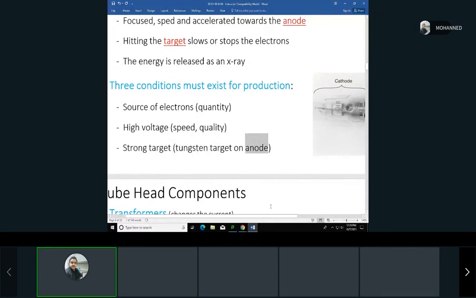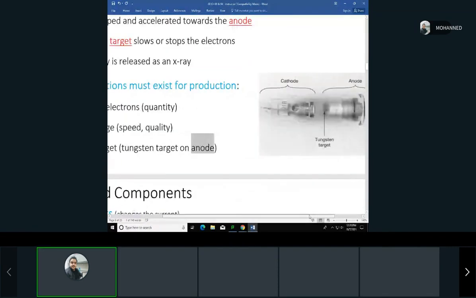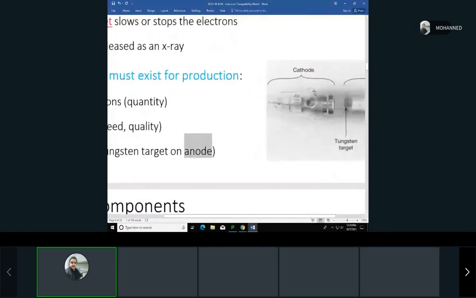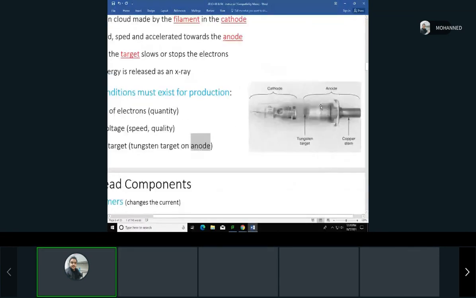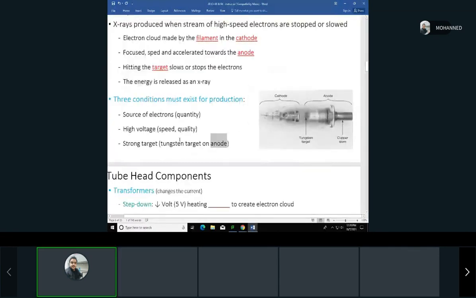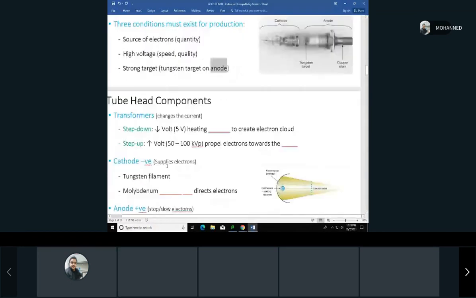Okay, and again, this is a picture of an actual X-ray tube, where you can see it's just like a light bulb, maybe the older types of light bulbs in a way. It's definitely a vacuum, so there's no air inside here. All good.